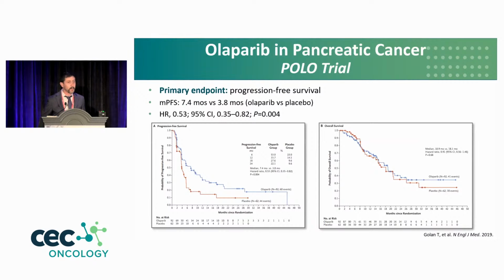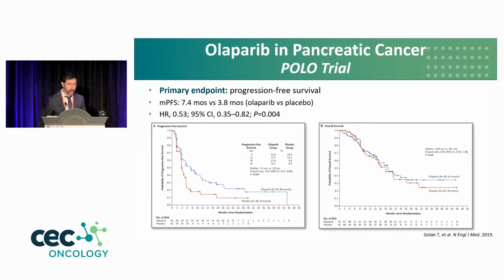On to pancreatic cancer with the POLO trial. Primary endpoint was progression-free survival. This was patients who had received upfront platinum chemotherapy, and they were randomized to olaparib versus placebo. Again, want to highlight here the comparator arm of being placebo, not necessarily something that you would do in the clinic, but nonetheless, the olaparib arm showed a median progression-free survival of 7.4 months versus 3.8 months. It did not improve overall survival.